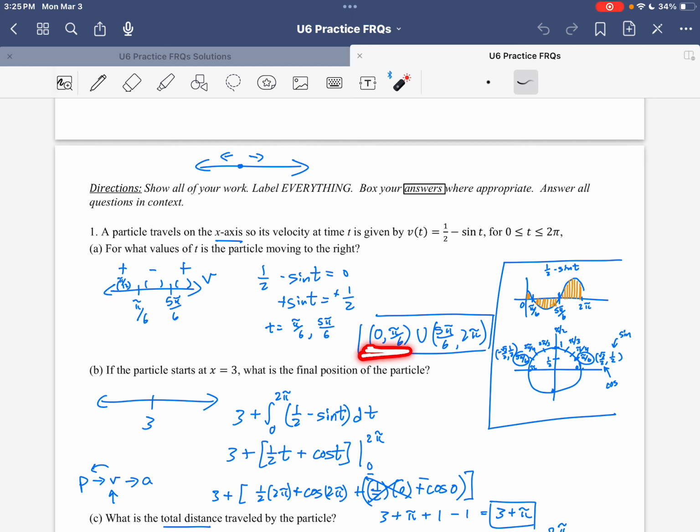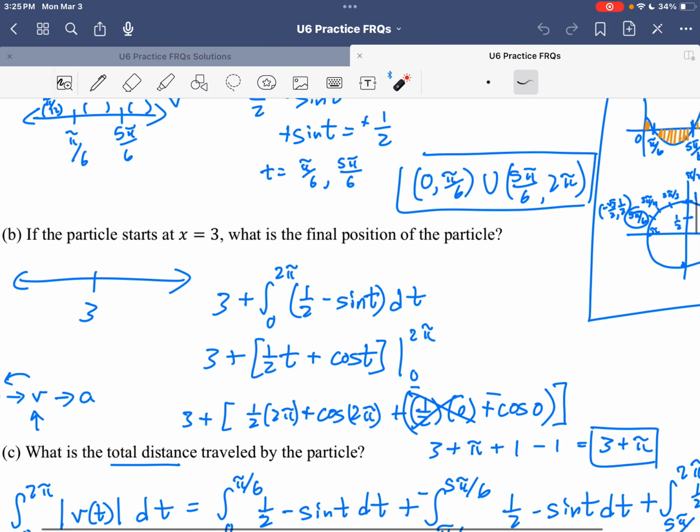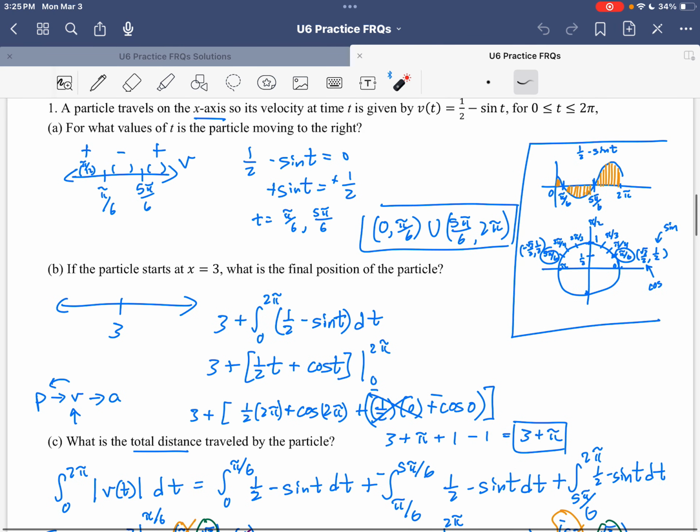So this is the first part. That's the last part. That's your answer for the first one. That's where the particle is moving to the right. Next, now we're told the particle is starting at x equals 3. Now, if we're starting at x equals 3 and we want to know the final position of the particle, we have to know how much we move to the right and then how much we move to the left and then how much we move to the right again.